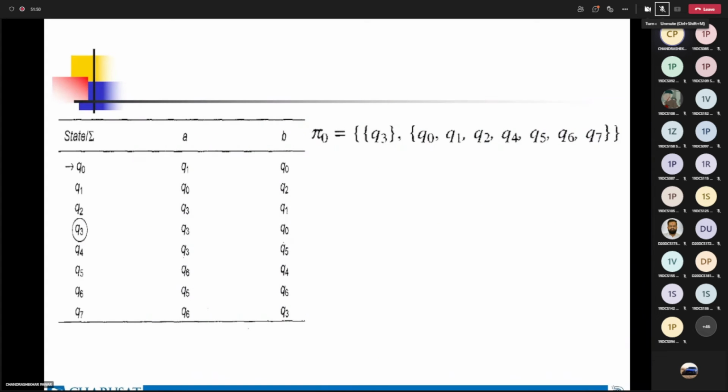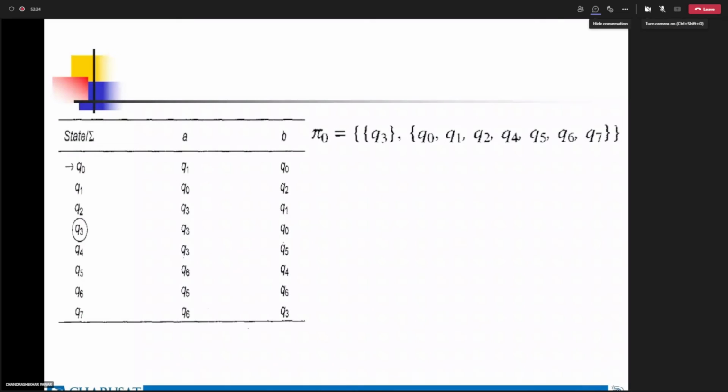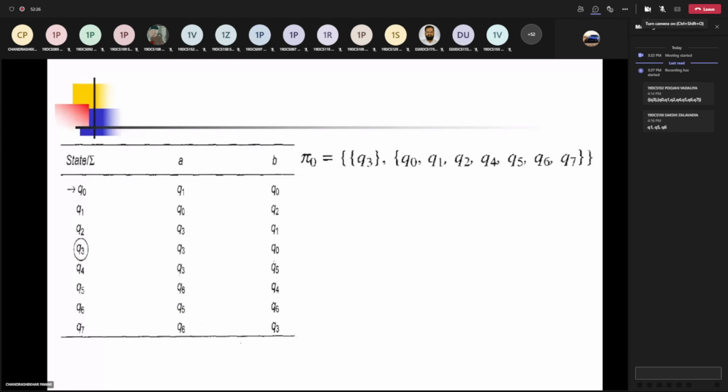Just write down first Q0 here. Q0 is equivalent with Q1, Q5, and Q6. That is correct. Now the remaining states are Q2, Q4, and Q7. So Q2 is equivalent with Q4 or Q7 or with both? Just tell me that first. You can reply within the chat box, no problem. If you have not understood anything, then please ask me.